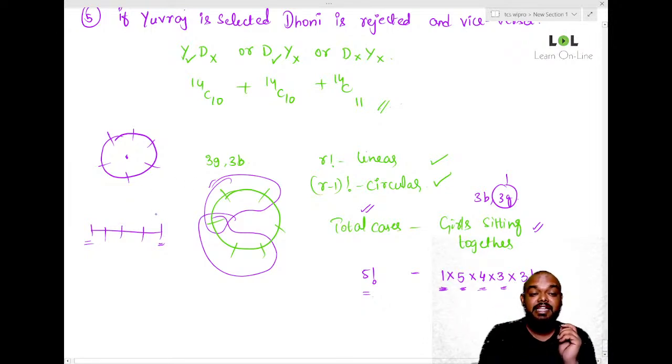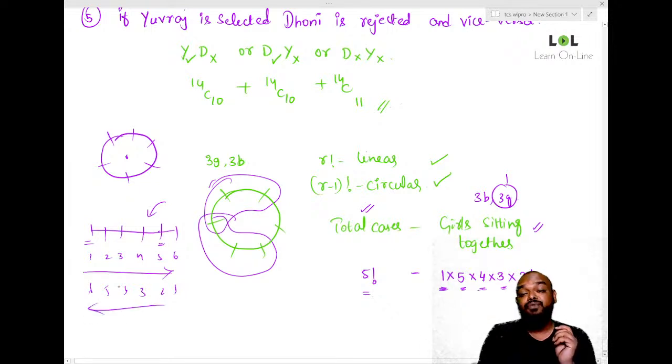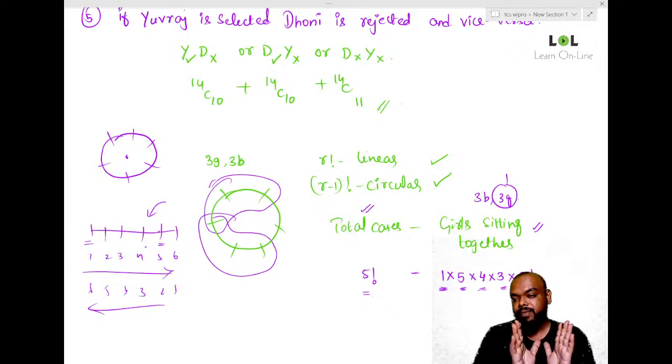But in the linear arrangement, when the first person comes inside, he can sit in 6 different ways because there are 6 places. First position, second position, third position, fourth position, fifth position, and 6th position from the left hand, or it can be first, second, third, fourth, fifth, 6th from the right. There are reference points, left hand and right hand. But in the circular arrangement, there is no reference point at all. Okay. Everybody, did you understand this point?